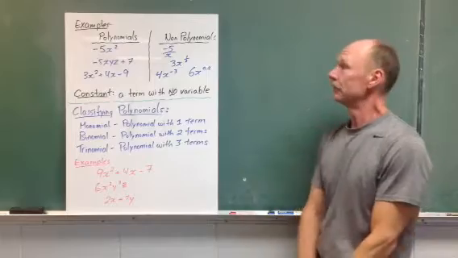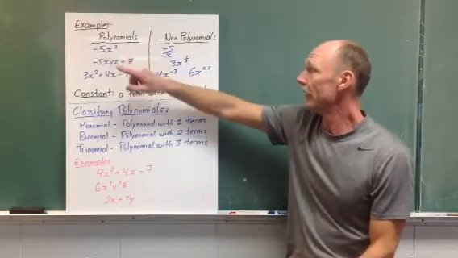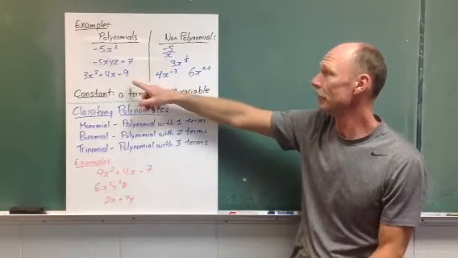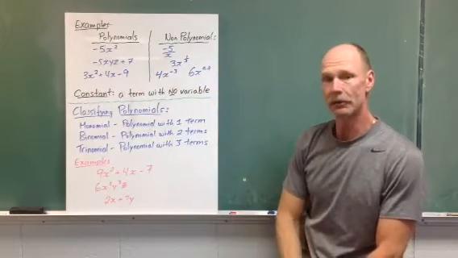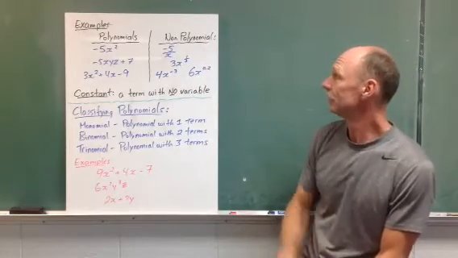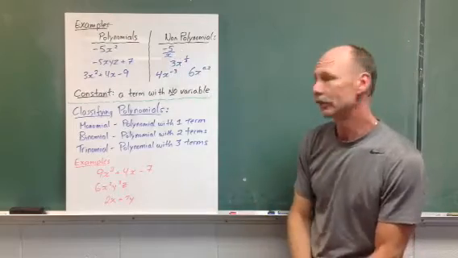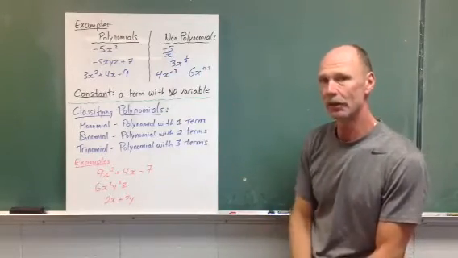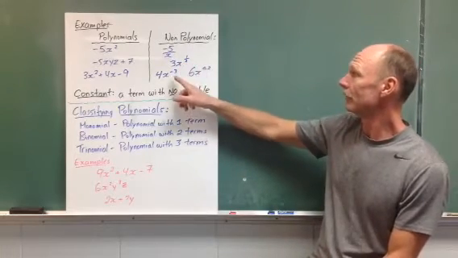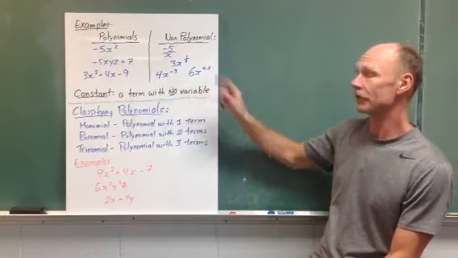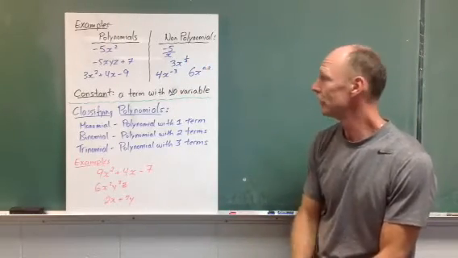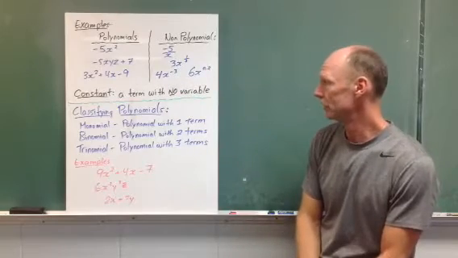Okay, here's some examples. Polynomials. -5x squared, that's a single term expression. Here's one with 2 terms, and here's one with 3 terms. In all cases, it meets the requirements of being a polynomial. On this side, we have non-polynomials. -5 over x. You'll notice the x is in the denominator. That disqualifies it from being a polynomial. Here we have 3x to the 1/2, 4x to the -3, and 6x to the 0.2. All of these exponents are non-positive integers, so they're all non-polynomials.